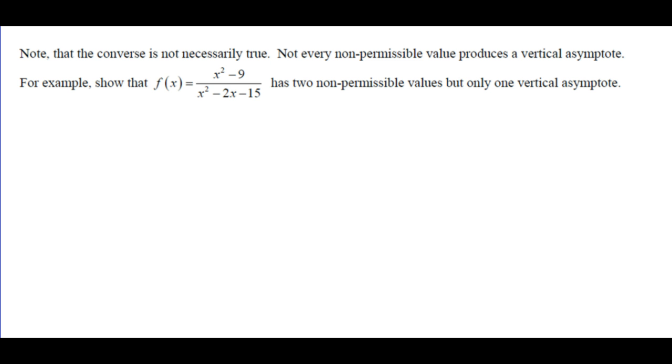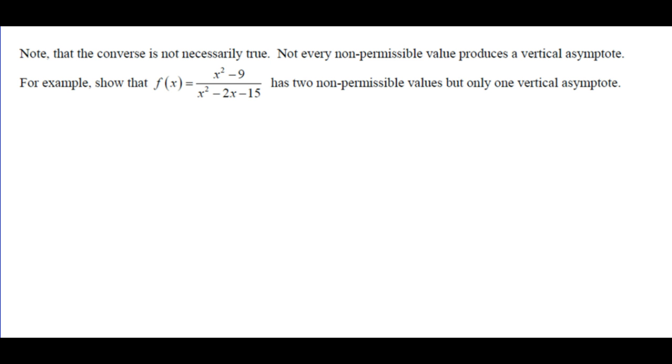It doesn't matter. Not every non-permissible value produces a vertical asymptote. So just because there's a non-permissible value, it doesn't mean there's a vertical asymptote. Okay? What else could there be? Could be like a point discontinuity, right? So, you know, if somebody doesn't know, you could say you don't know your asymptote from a hole in the graph. Anyway.